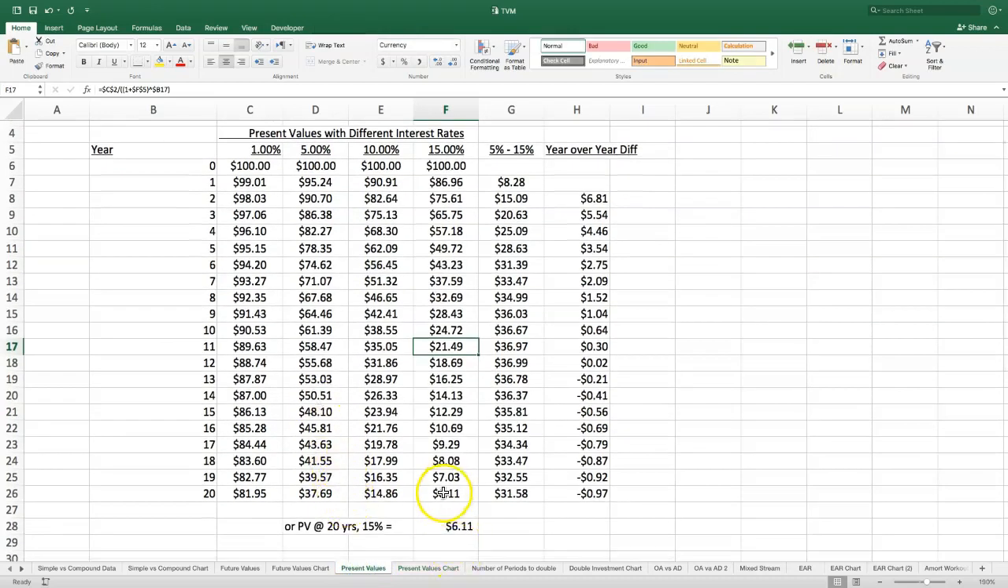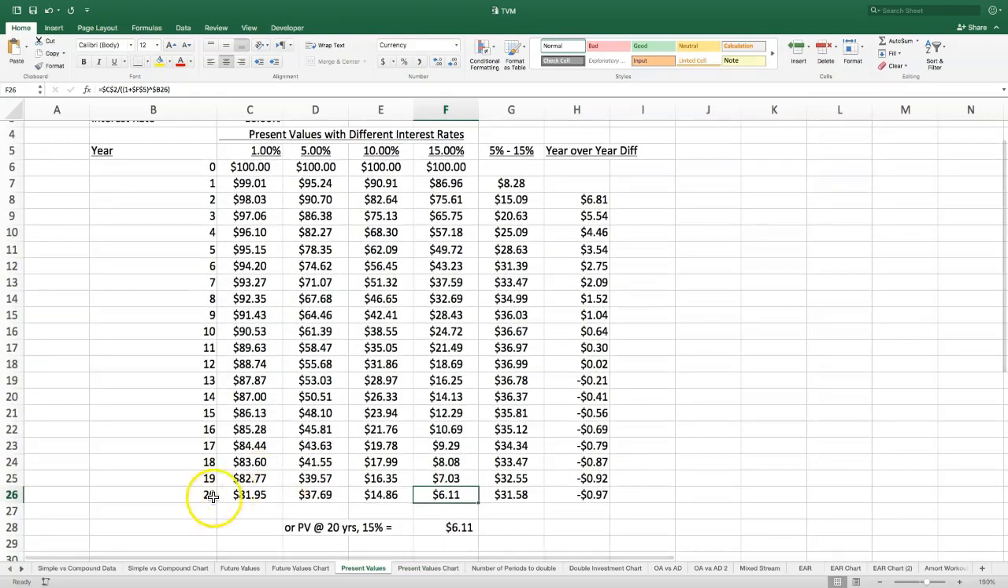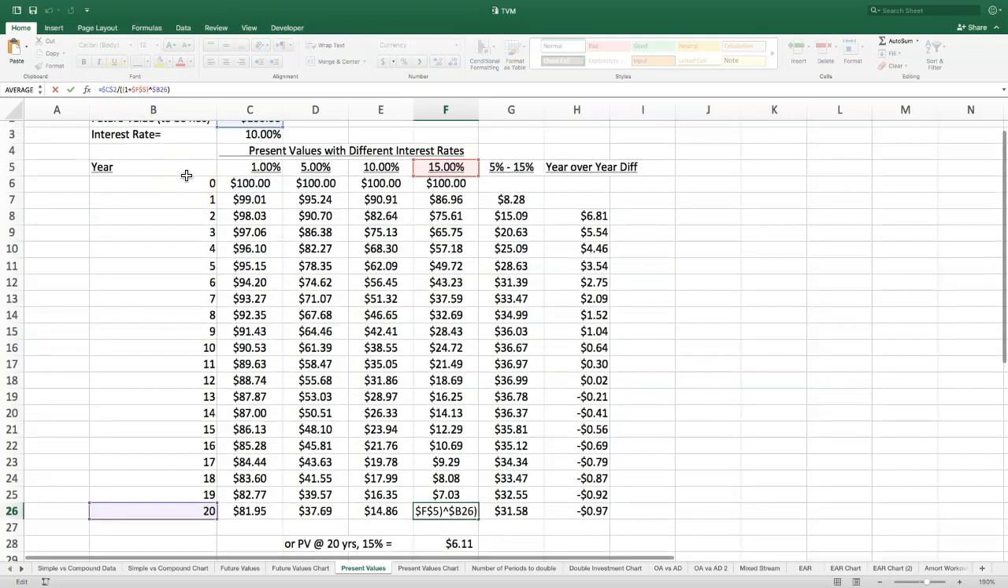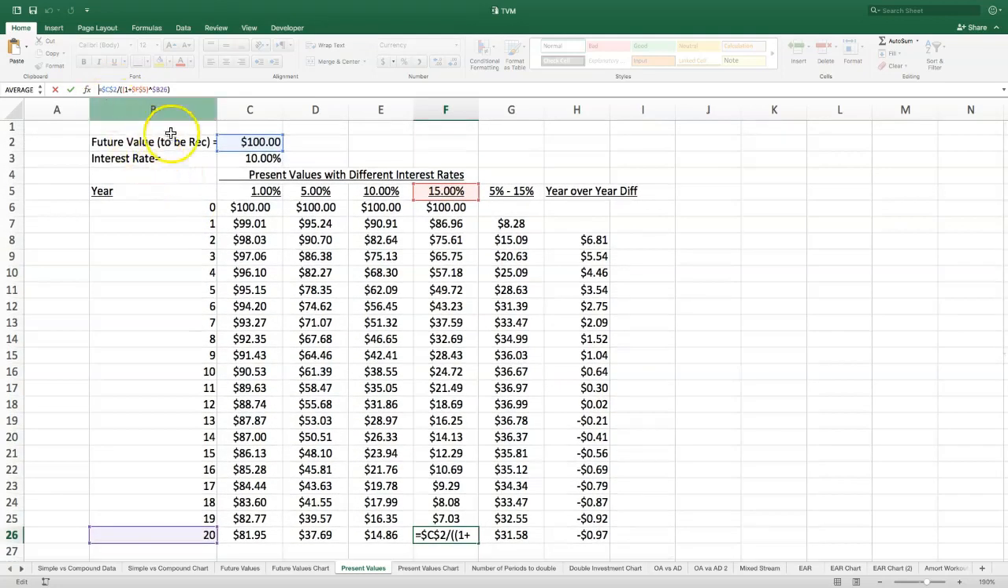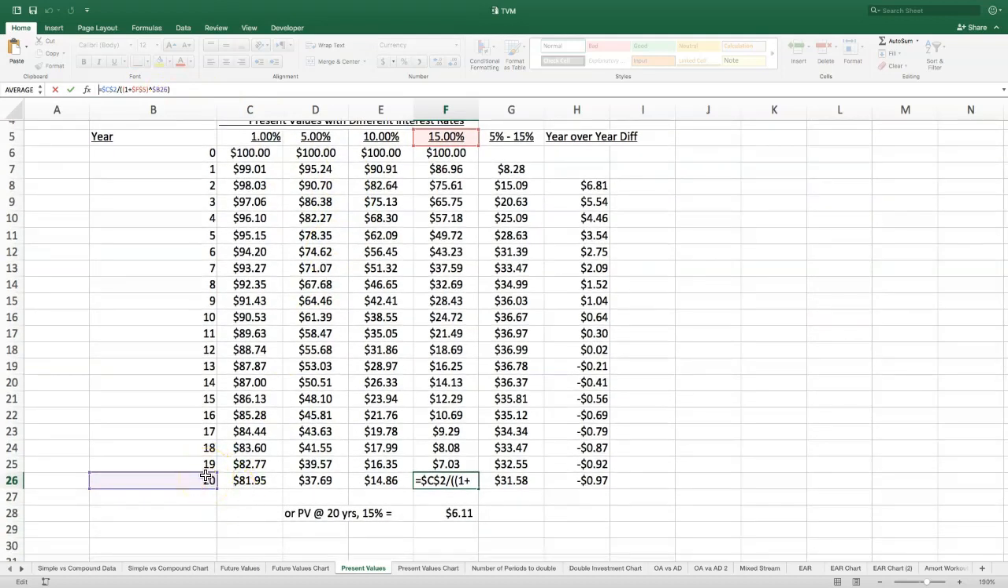Also, if we wanted to know the present value of $100 to be received in 20 years at 15% interest, look at the cell that I've used. In this cell, I'm using the time value of money formula. You'll recognize that cell C2 is the future value, $100, in blue, divided by 1 plus the discount rate in red, so 1 plus the 15%, raised to, in purple here, the 20th power. This is basically our time value of money formula that we just saw on the previous slide.